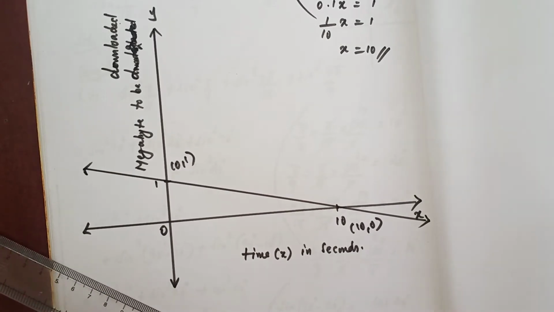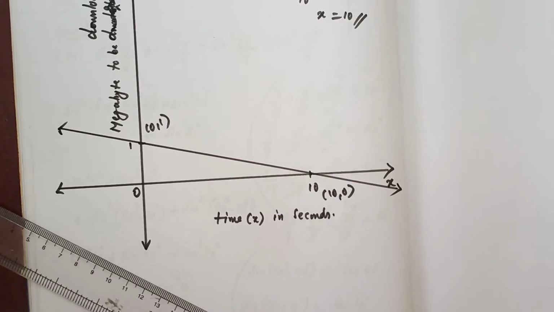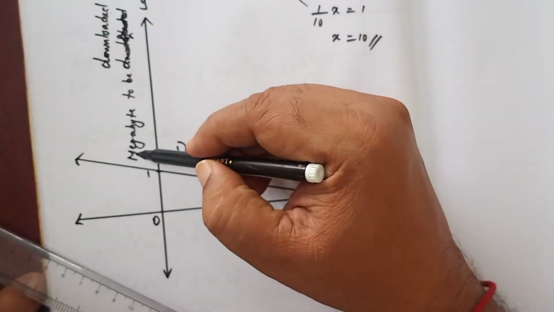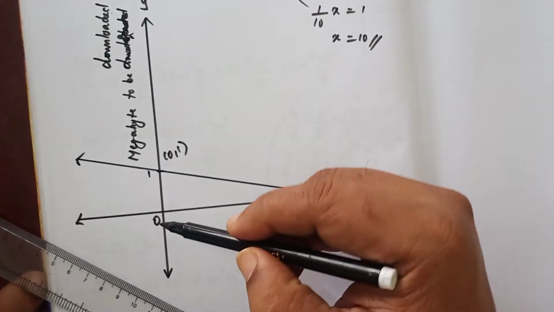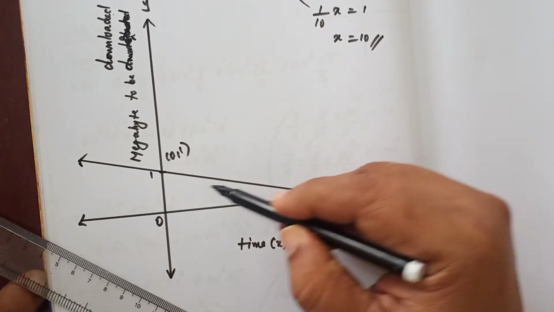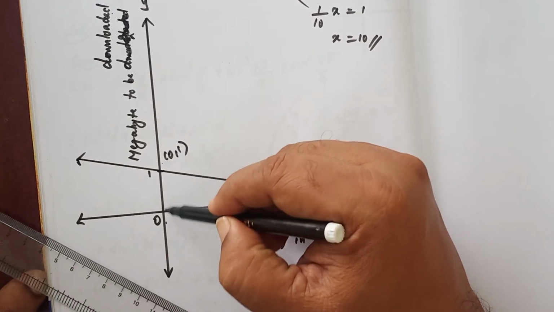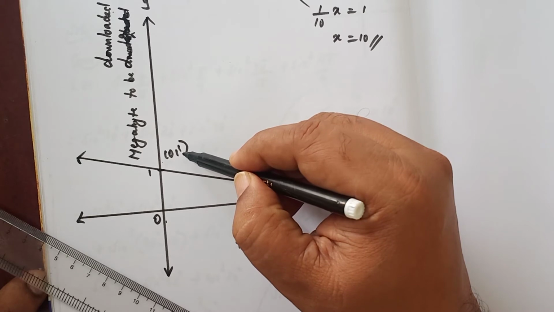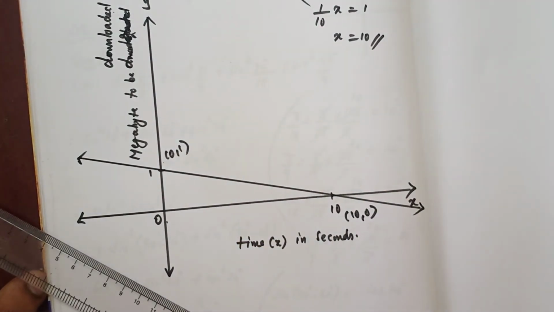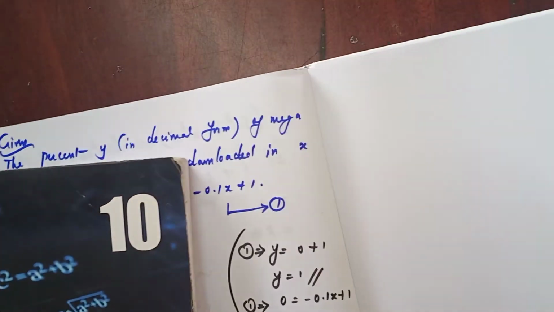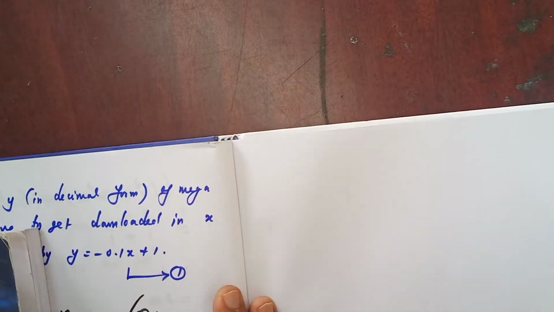Now subdivision number 2, find the total MB of the song. Total MB of the song can be found easily from the graph itself. Look at the y-axis. Y-axis refers to MB to be downloaded. What's the maximum value of y? That's 1 only, because the line is crossing through the y-axis at 0, 1. The y value maximum is 1 only. So 1 MB is the maximum one.